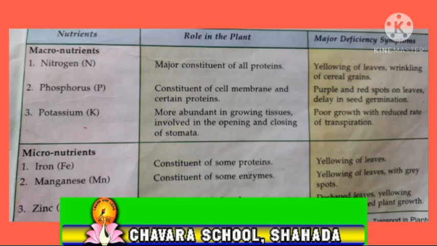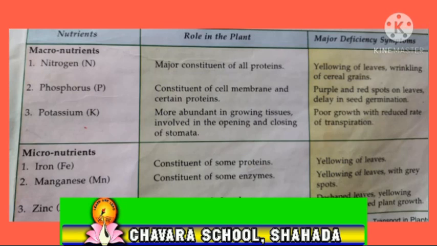Now micronutrients. The first one is iron, a constituent of some proteins. This is the role, and if it is not there, the symptom is yellowing of leaves. Second is manganese. Manganese has the role of being a constituent of some enzymes, and if it is not there, the symptoms are yellowing of leaves with grey spots.